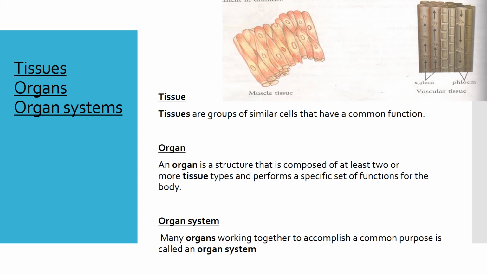Next is the organ system. Many organs working together to accomplish a common purpose is called an organ system. All these systems perform important functions without which the body would not be able to survive. Systems are made up of many organs.